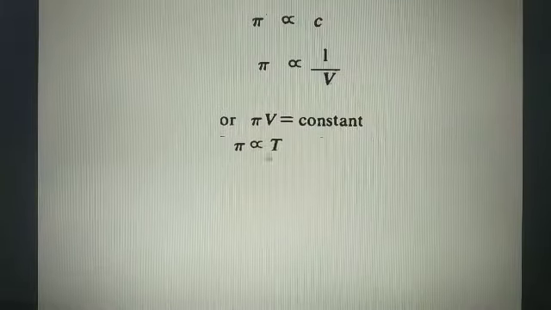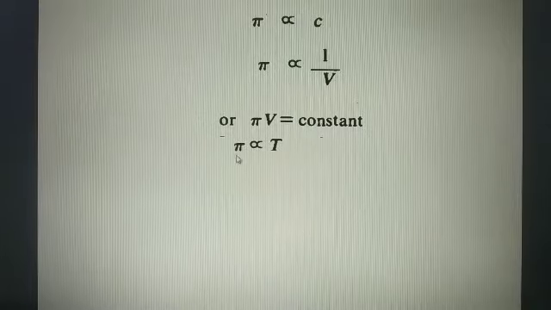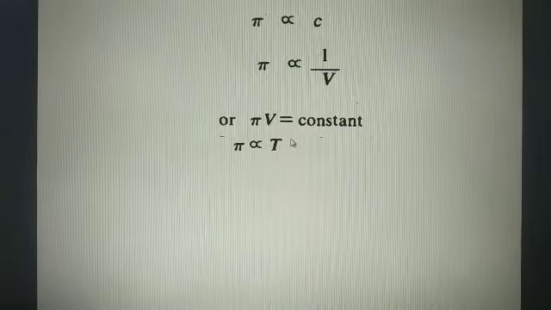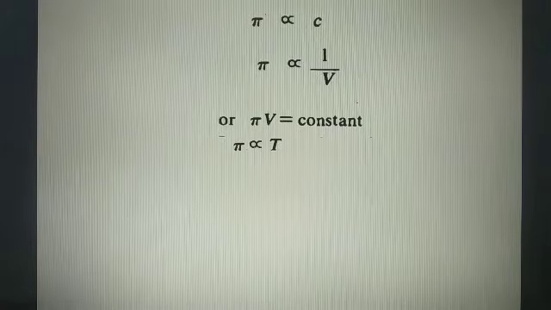Then pi is also found to be proportional to the inverse of the volume. If you take this to this side, it is pi V equal to constant. See, this is similar to Boyle's law, PV equal to constant, or pi V equal to constant. It is also noticed that osmotic pressure is directly proportional to temperature. Less temperature, it will be less; high temperature, it will be more.